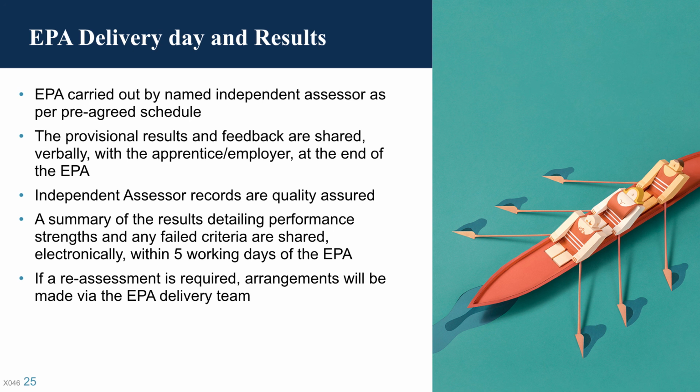The assessors' records, in terms of whatever notes they take from the assessments, are quality assured after that, and then a summary of those results that detail the performance of the apprentice, any criteria that they have passed successfully or failed, if God forbid, would be shared electronically within 5 days from the date of the endpoint assessment. And then if there is a requirement for a reassessment, those arrangements will be made by our EPA delivery team member.